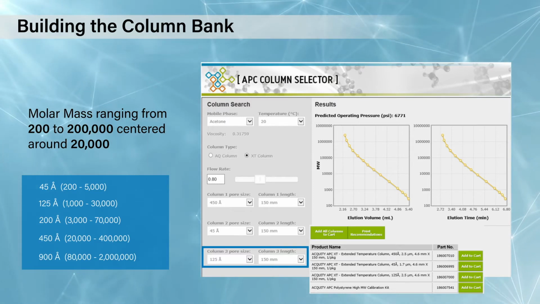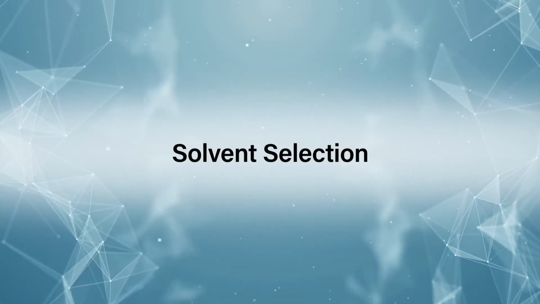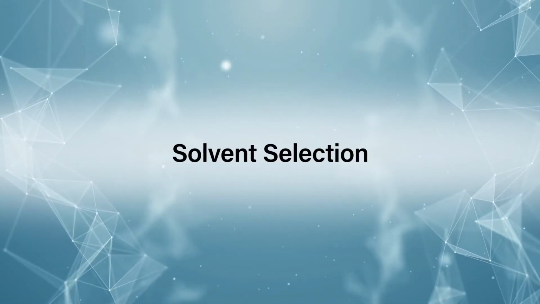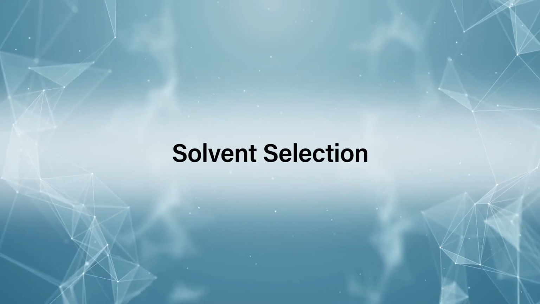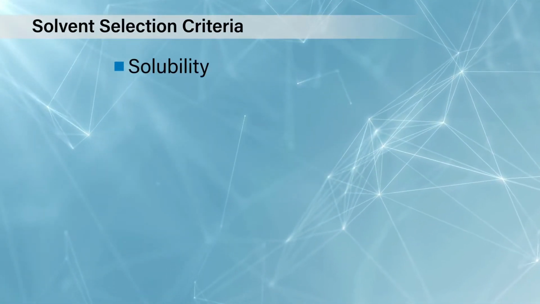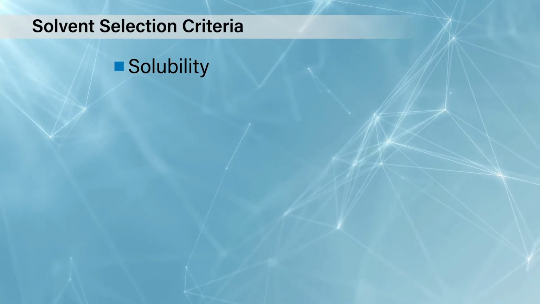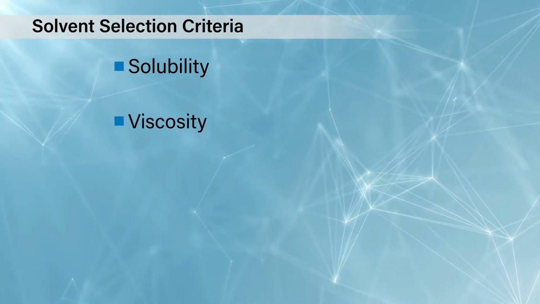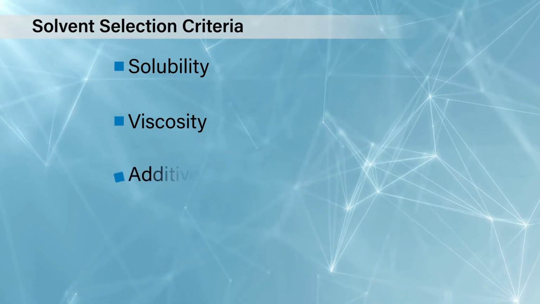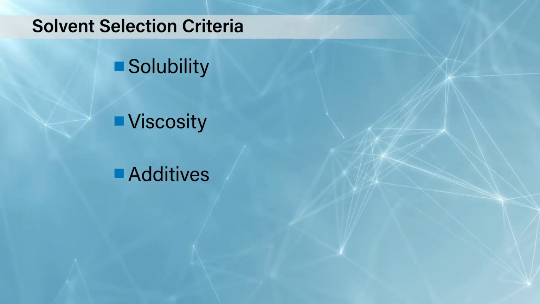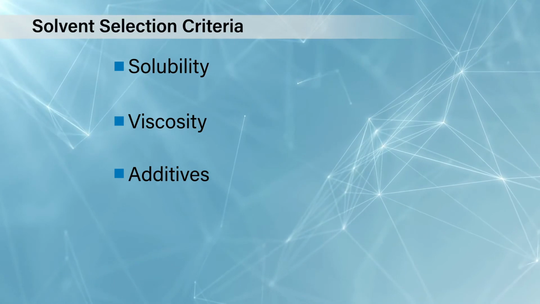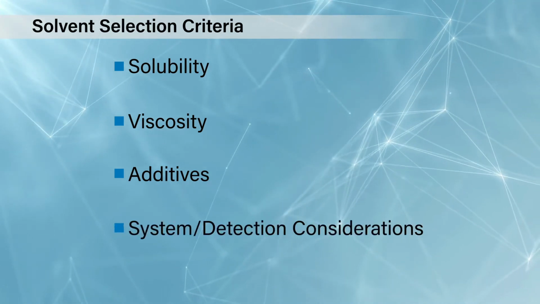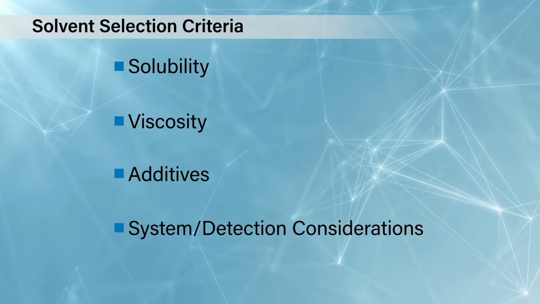Now looking at the method development parameters of solvent selection. So you have the solubility of your polymer, so what the polarity of your polymer and your solvent needs to be, the viscosity, any kind of additives you may need to ensure that you have true SEC behavior, and any other kind of system considerations.